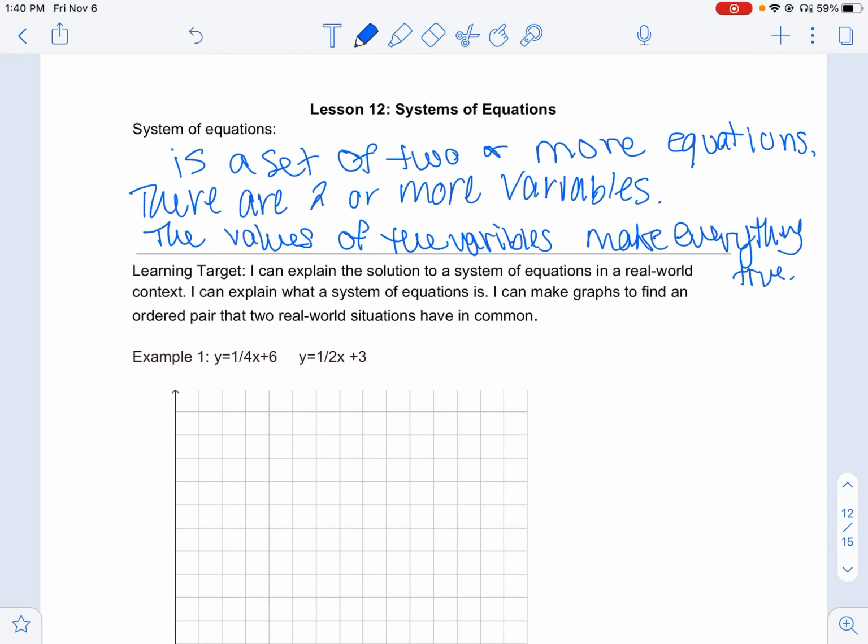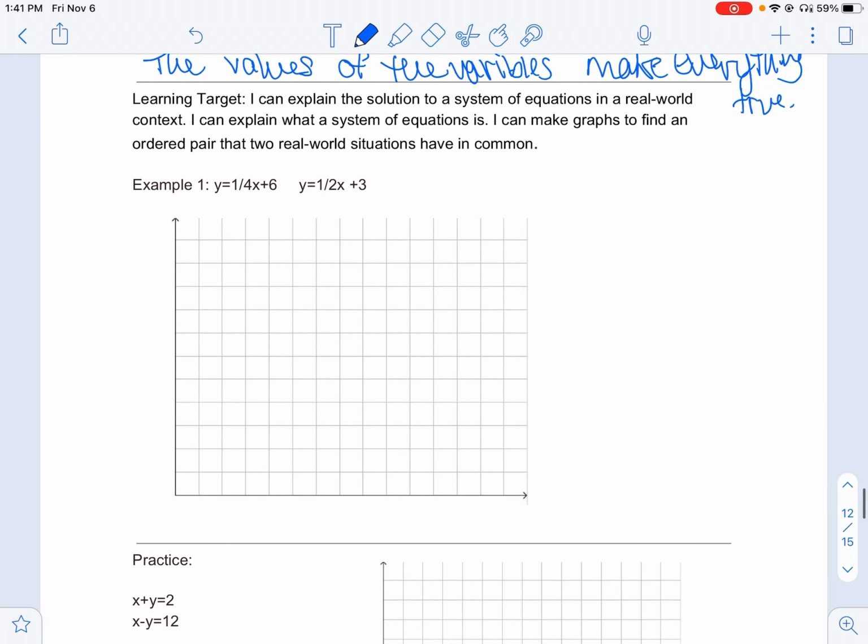Alright, learning target. I can explain the solution to a system of equations in a real-world context, and I can explain what a system of equations is, and I can make a graph to find the ordered pair that two real-world situations have in common. So example 1 is just an example of a graph.